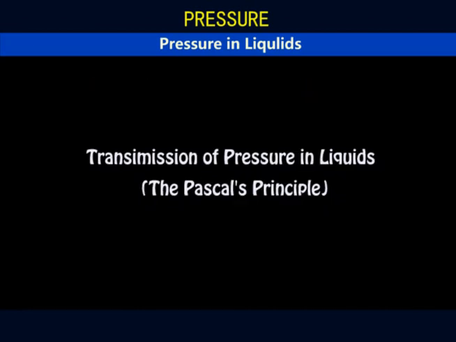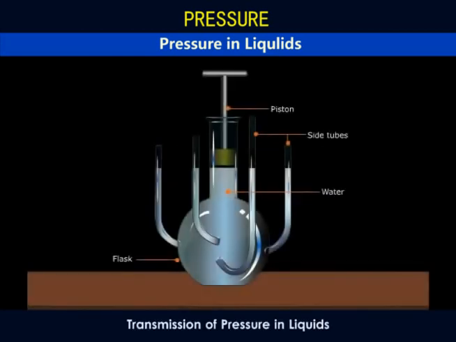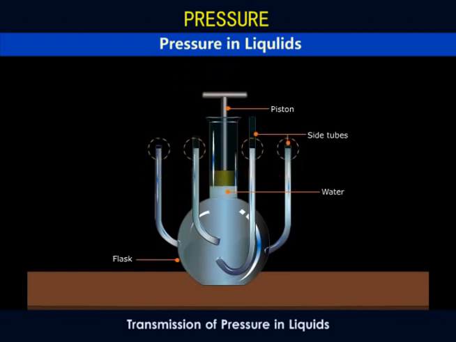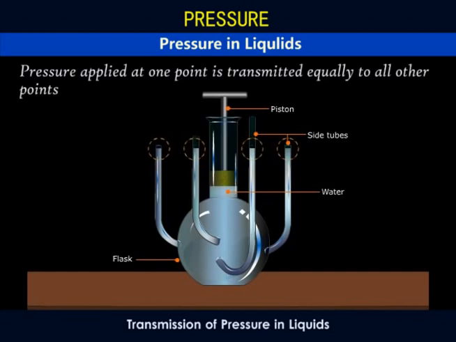Next, we look at transmission of pressure in liquids. Consider water in a flask fitted with an airtight piston and having a number of side tubes at different levels. The level of water in all the side tubes is the same. Now apply some pressure by pushing the piston. The level of the water in all the sides rises through the same height. Water rises through the same height because the pressure applied at one point in a liquid is transmitted equally to every other point in the liquid.